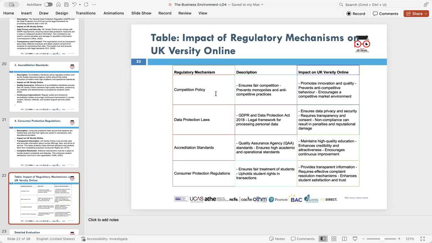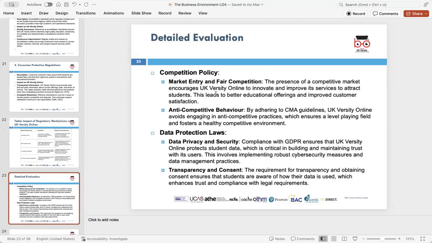Complaint resolution: effective mechanisms must be in place to handle student complaints and disputes. This enhances student satisfaction and trust in the organization. Any questions so far?